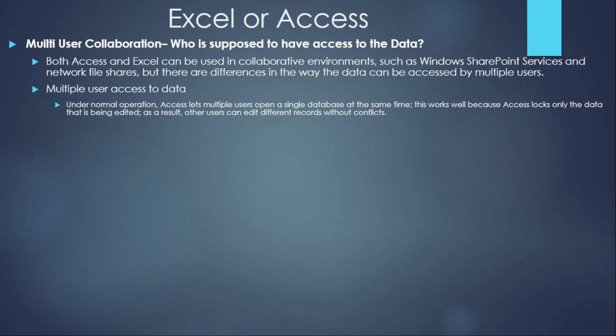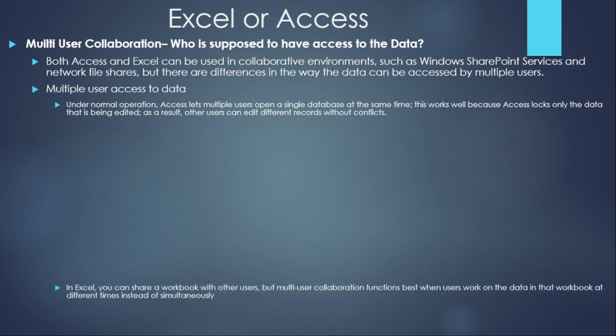And in Access, you can enter data. It's only the record that you are editing, the row or the cell that you are editing, that will be locked. Meanwhile, other rows and records will be available to other users who can also edit. So if the people entering and editing the data are more than one person, then Access might be a better choice.